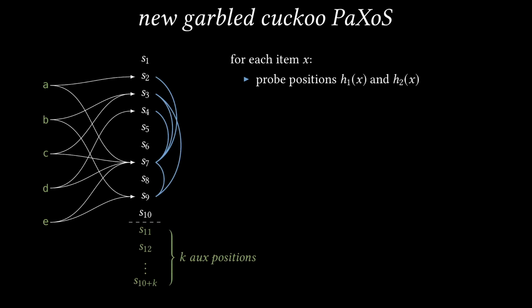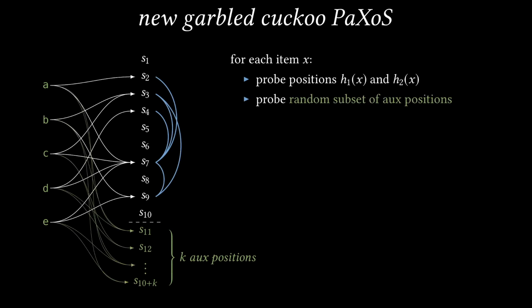Now each item x is secret shared not only across the two positions h1 of x and h2 of x, but also across a random subset of those auxiliary positions. For example, item A is meant to be secret shared to position S2, S7, and a random collection of the auxiliary positions. Now, how do we efficiently find a solution for all of these linear constraints?